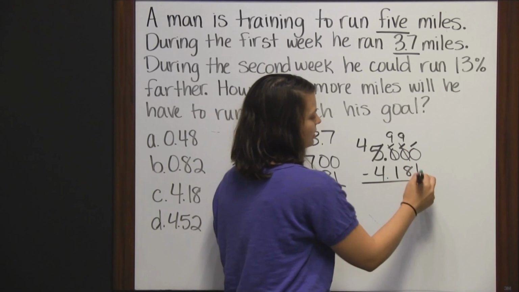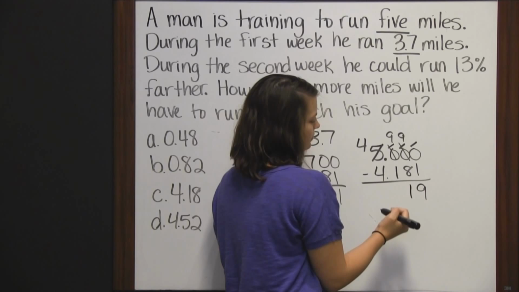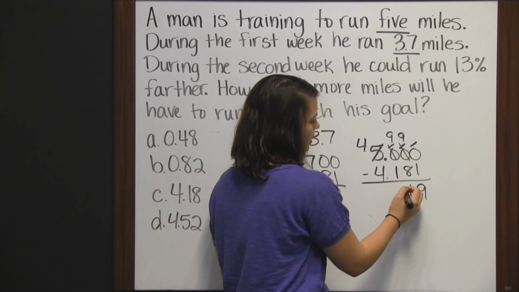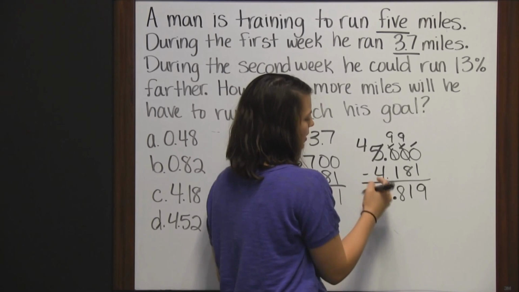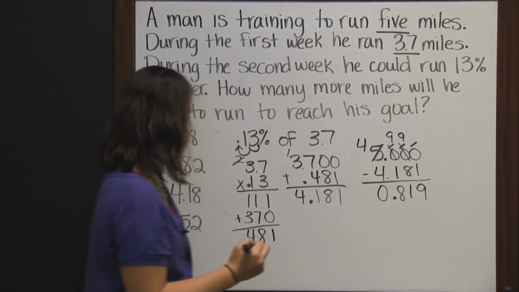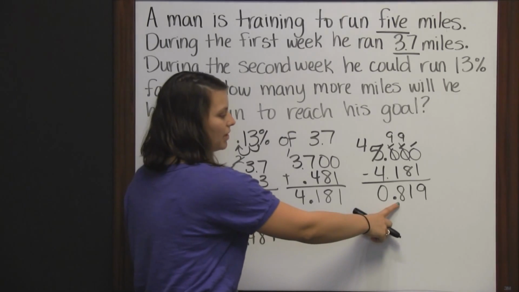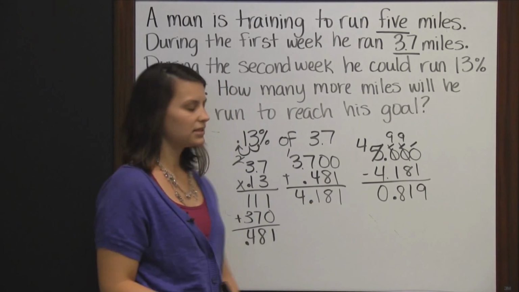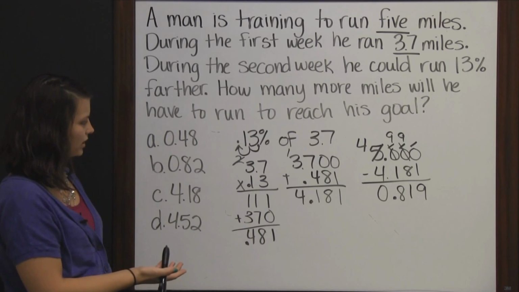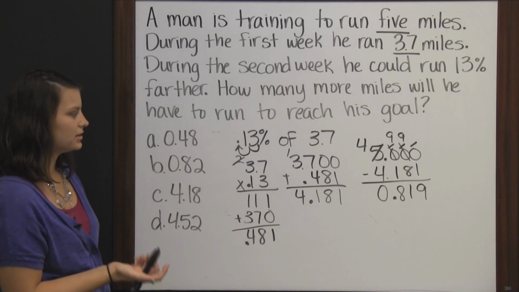So 10 minus 1 is 9. 9 minus 8 is 1. 9 minus 1 is 8. And bring down the decimal. And 4 minus 4 is 0. So our answer is 819 thousandths. And then if we look at our answer choices, we don't see any that say 819 thousandths.